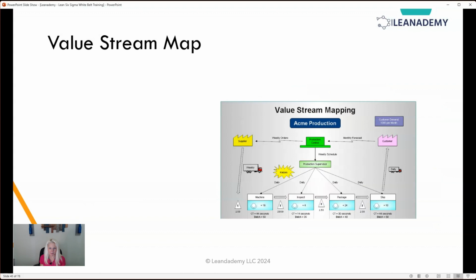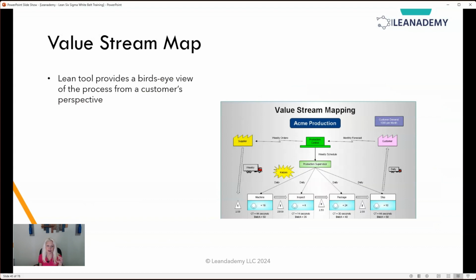So what is a value stream map? This is a very basic value stream map, but you can see it provides the flow. As a lean tool, it provides a bird's eye view of the process from a customer's perspective. We have the customer on the right, supplier on the left, and all the different data points and flows that are happening. It provides a visual guide of material, system, and steps to get a product or service to a customer.